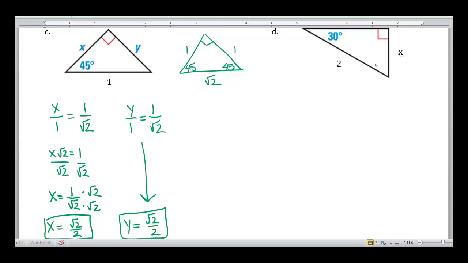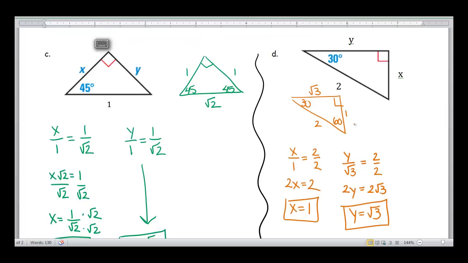Please again pause the video and do example D. Here, if you draw your basic triangle the same way that the given triangle is, you'll notice that we have the exact same triangle. The hypotenuse was given to be 2, and that's what the hypotenuse is on my basic triangle. So when I did each of my proportions, I got the lengths on my basic triangle.